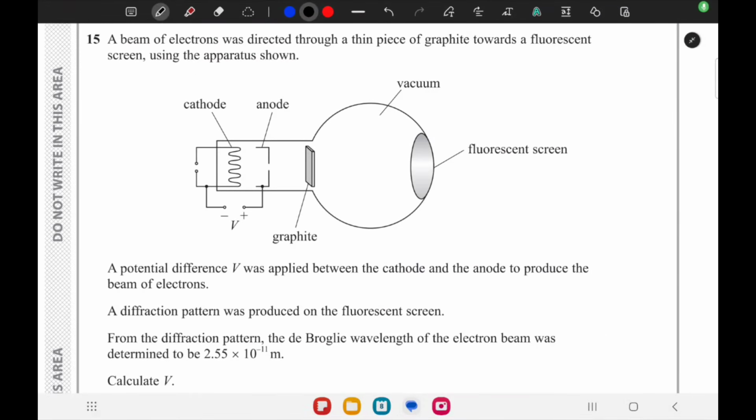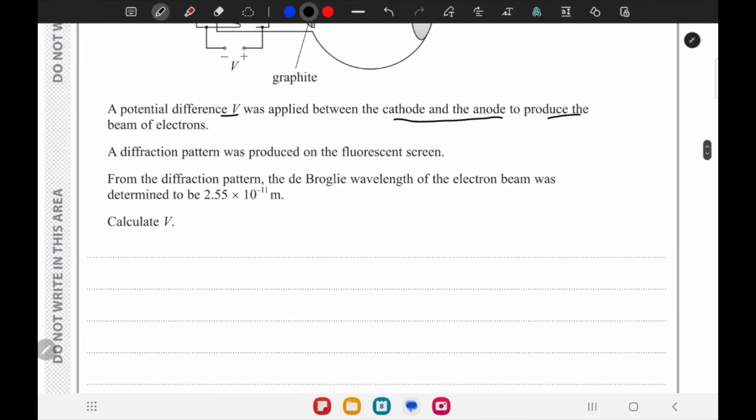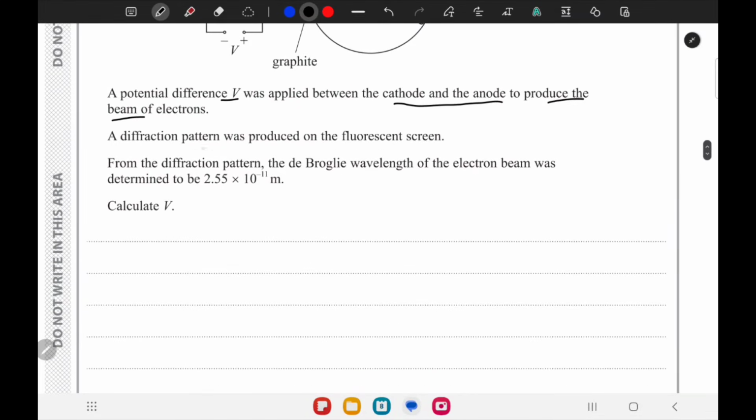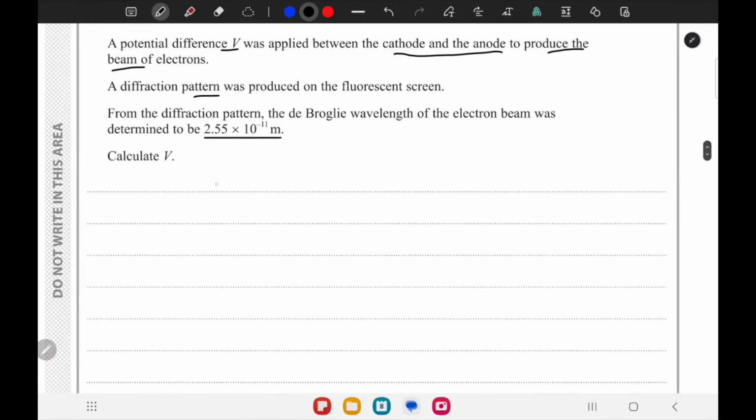Now in question 15 we are given the electron diffraction experiment. We are told that a beam of electrons was directed through a thin piece of graphite towards a fluorescent screen. A potential difference of V was applied between the cathode and anode to produce the beam of electrons. From the diffraction pattern, we calculated that the de Broglie wavelength of the electron beam was 2.55 × 10^-11 meters.